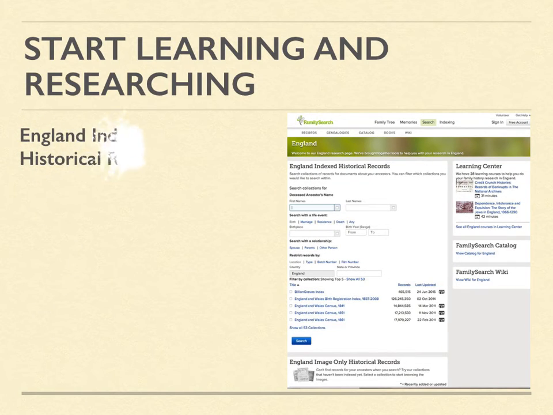First, there's the England Indexed Historical Records. These are digitized records on FamilySearch.org that are available to be searched because they have been indexed. There are millions of these records.